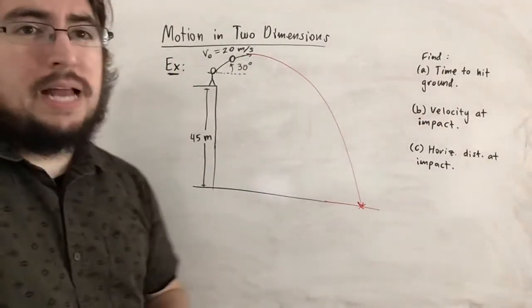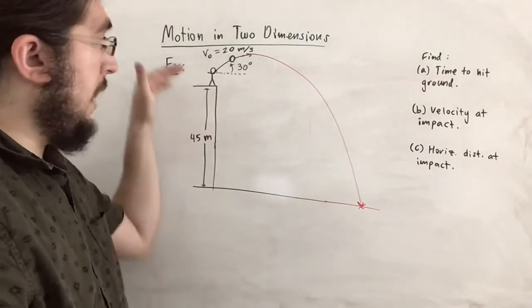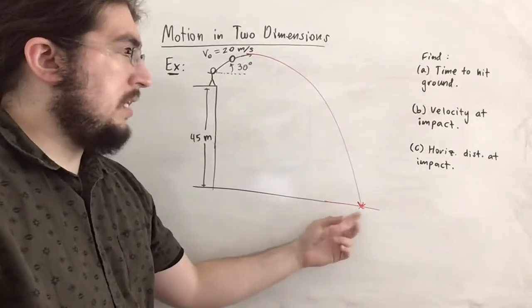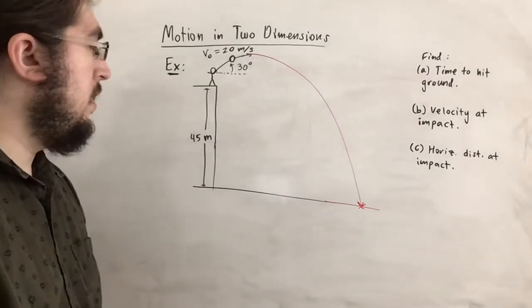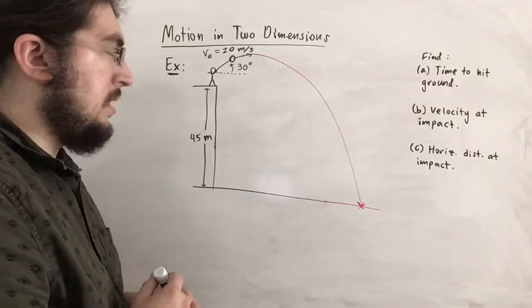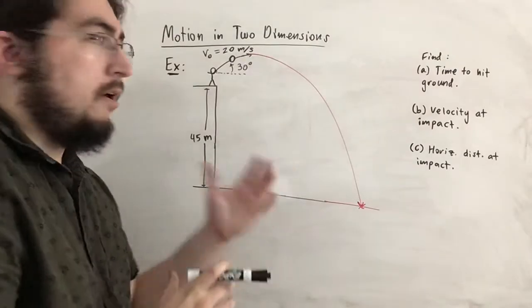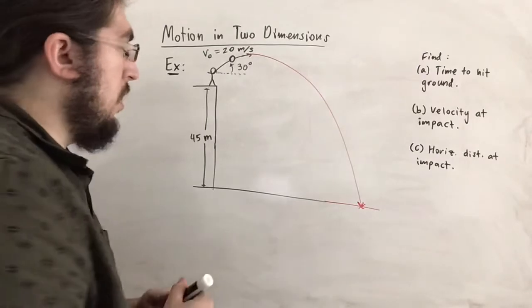Now we're being asked a few things about this particular point. How long will it take to get from where it started to where it ends? The velocity at the very end, and then finally the horizontal distance away. So how would we even begin this problem? Well, recall from the kinematic equations, there are the horizontal and the vertical components. So that's what I'm going to start off with.